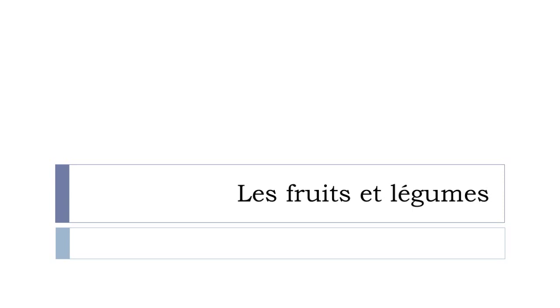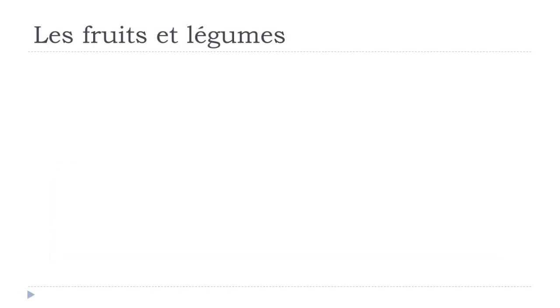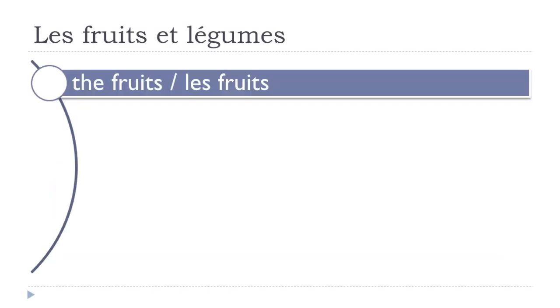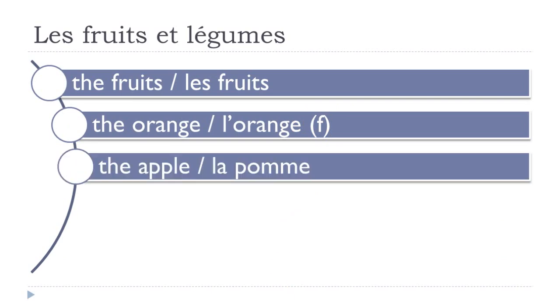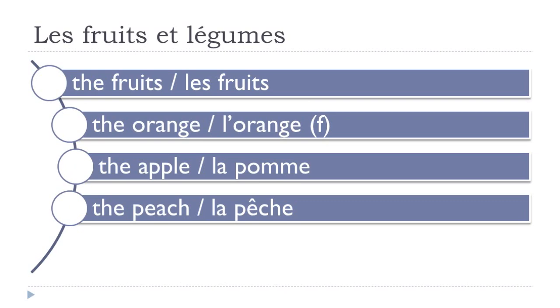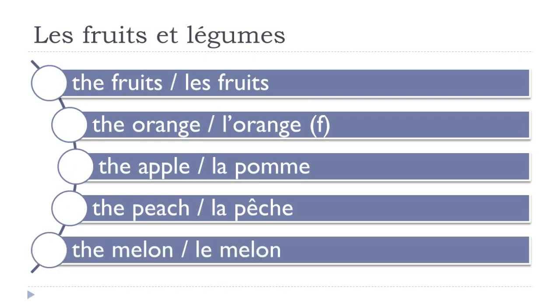So I hope you're ready because we are starting right now. Les fruits. L'orange. So I did put this little F just to indicate to you that it's feminine. Okay? L'orange. La pomme. La pêche. Le melon. Okay? So les fruits. L'orange. La pomme. La pêche. Le melon.